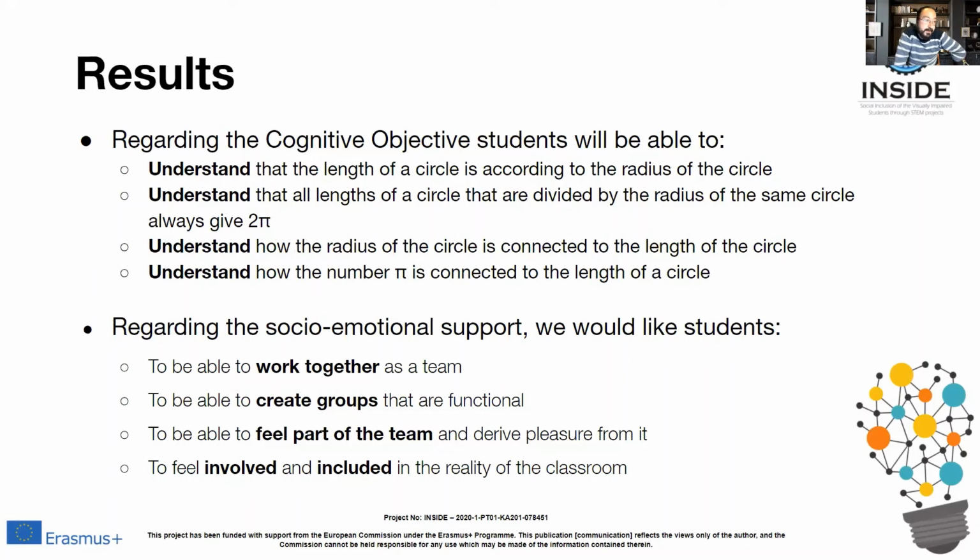And of course, our results regarding the cognitive objective are for them to understand the length of a circle according to the radius of a circle, to understand the relationship between the length of the circle and the radius, what the connection is, what the number pi is, and what a good approximation for pi is.